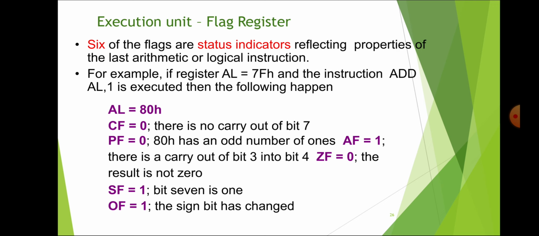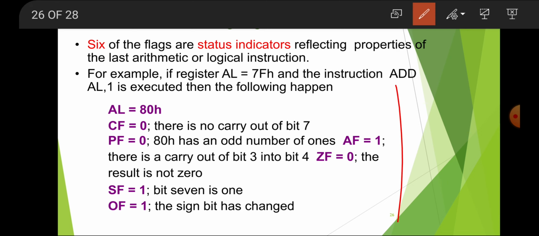The flag register can be used to store the flag values. It stores the current status of the result. Six of the flags are status indicators reflecting the properties of the last arithmetic or logical instruction. For example, if register AL is equal to 7FH and the instruction ADD AL, 1 is executed, then the following happens. They have given the sequence here, exactly what happened, and which value the flag register stored.